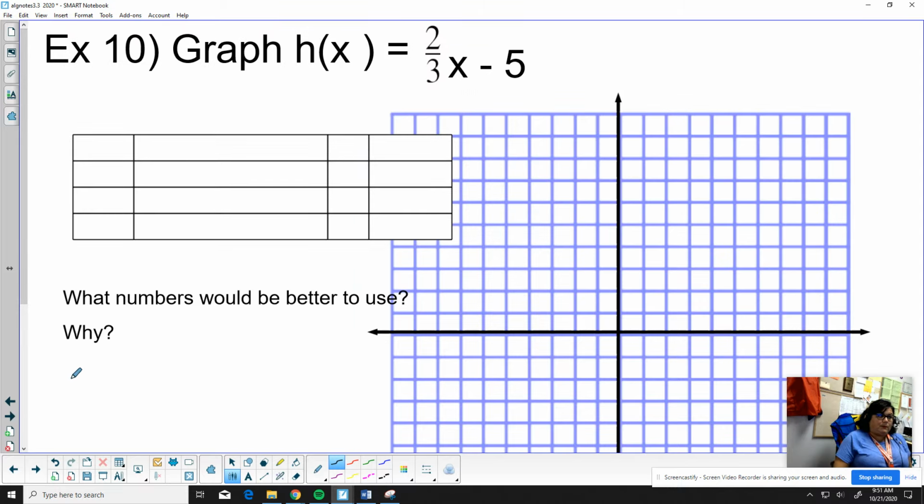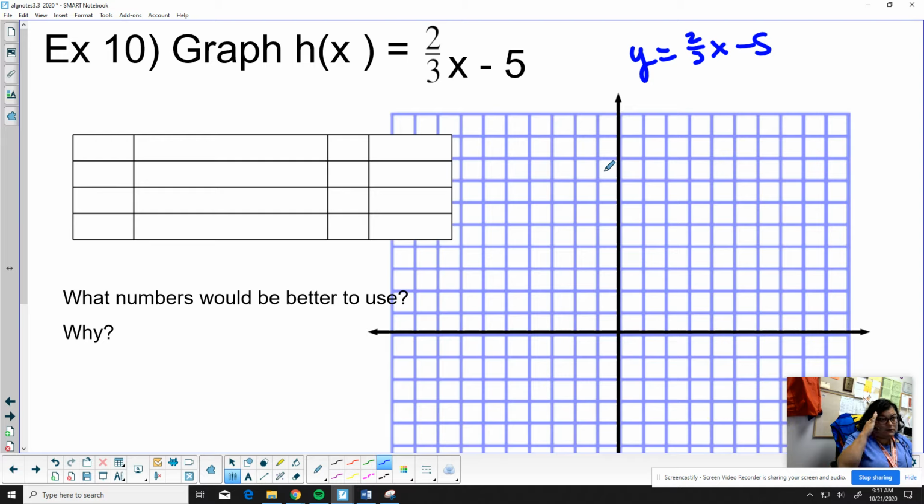Okay, one more. Let's do number 10. This says h of x equals 2/3 x minus 5. Well, it also says y equals 2/3 x minus 5. Remember, h of x and y are exactly the same thing.